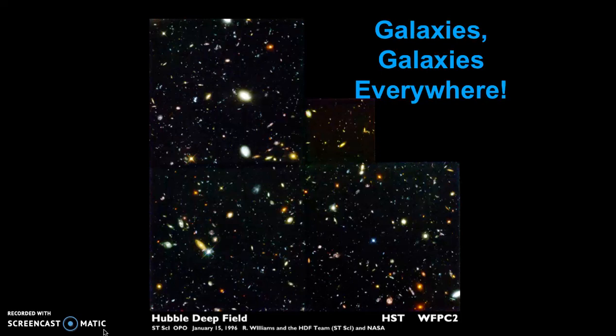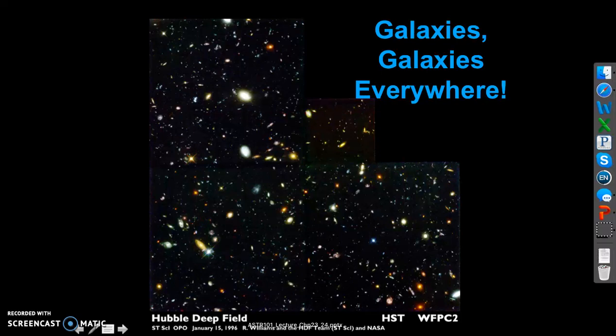We saw billions and billions of galaxies everywhere. So this image, called the Hubble Deep Field, taken in 1996, is really one of the first indications that we really aren't alone out there in terms of our galaxy. There are billions of other galaxies out there. And in this lecture, we're going to take a look at a few of the types of galaxies that we see pretty consistently across the universe.